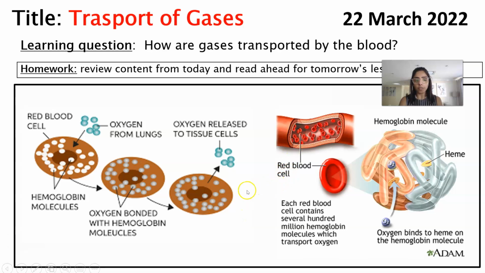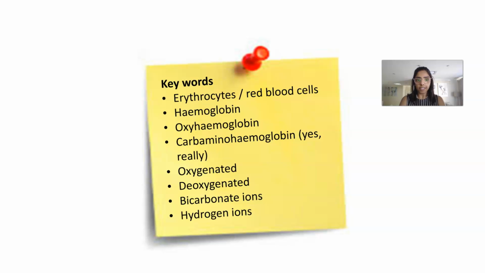This lesson is going to be focused on how gases are transported throughout the body via the bloodstream. Keywords for this lesson, again, we're going to be discussing erythrocytes and not the other components of blood. We'll be looking at hemoglobin, oxyhemoglobin, a molecule called carbaminohemoglobin, that really is a word, oxygenated and deoxygenated blood. We'll also be talking about bicarbonate ions and hydrogen ions.